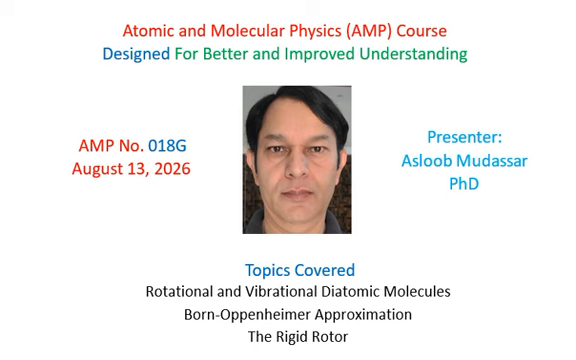This is your presenter, Asloob Mudassar, and I am presenting slide number 18G of the course on atomic and molecular physics. In today's lecture, I shall be covering rotational and vibrational diatomic molecules, the Born-Oppenheimer approximation, and the rigid rotor. This is the seventh lecture of the series on molecular physics. To understand this lecture completely, you should go through the previous 6 lectures, from 18A to 18F.